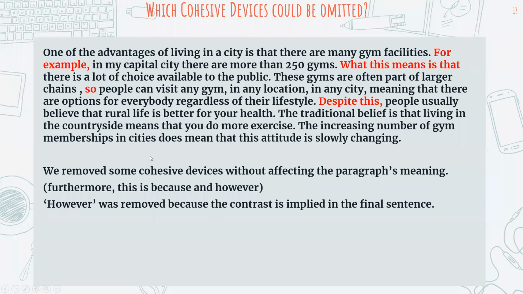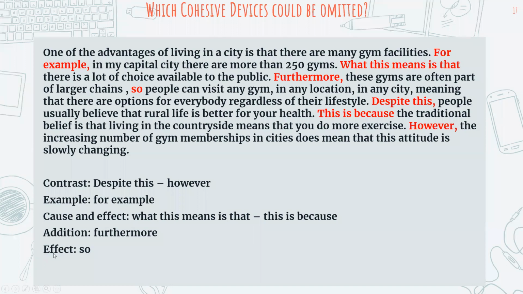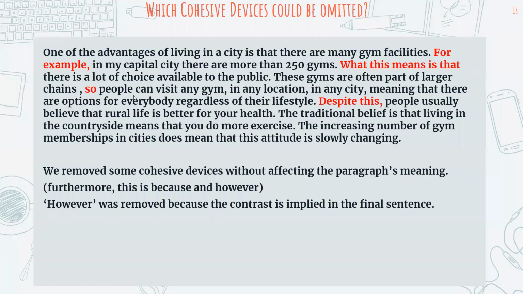Okay, I removed some of the cohesive devices. I removed furthermore, this is because, and however. Okay, let's read the paragraph. We said that, for example, because I'm giving an example. What this means is that I'm explaining there's a lot of choice available to the public. These gyms are often part of larger chains. So I'm giving the effect, because as we have talked about, so is used to give an effect, not like because. Because gives you the reason, so gives you the effect.